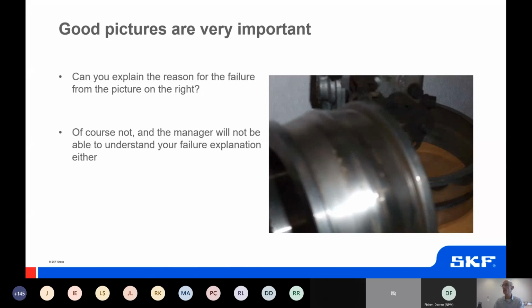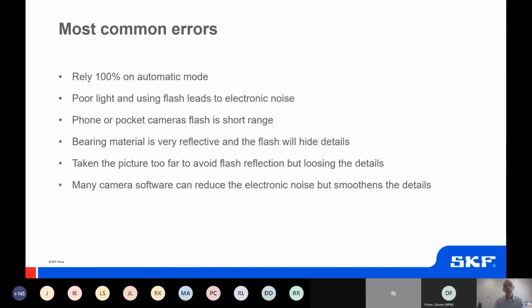So just be careful that you have the basics when it comes to bearing image documentation of your failure. The most basic things: do not rely on automatic mode. Try to use macro. Try to use natural light as much as possible, and try to avoid the flash, because of course the bearing material is very reflective, so it will distort the image, and you will not be able to see the details that you want to show.